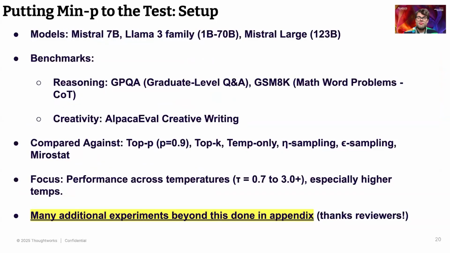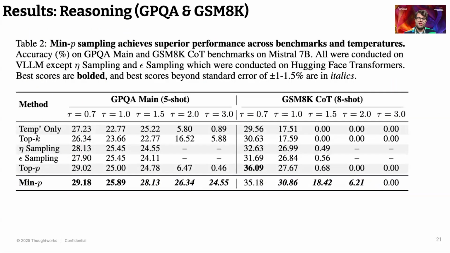And so we did some experiments in our paper, and I'm going to go through these quickly because, again, you guys are mostly not scientists. But we showed that for Mistral 7B, the Llama 3 family from 1B to 70 billion, and Mistral Large, on graduate level question answering and grade school math questions, when you look at all sorts of different sampling algorithms at all sorts of different temperatures, we start seeing min-p dominating them.